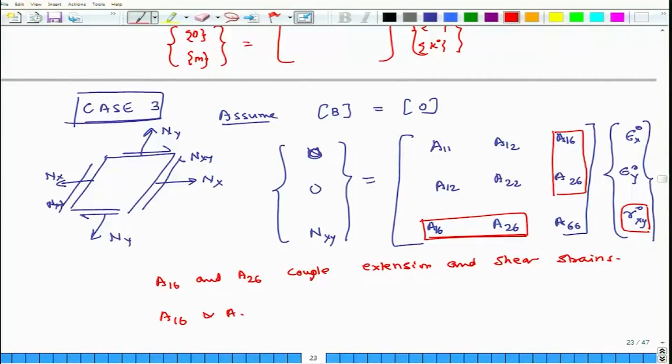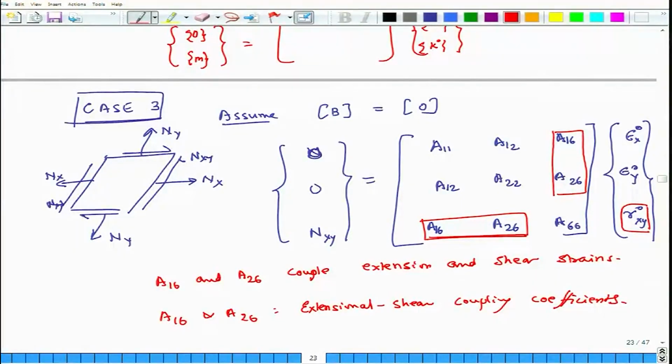So, that is why A16 and A26 are extensional shear coupling coefficients. They couple the shear response and the extensional response, okay.